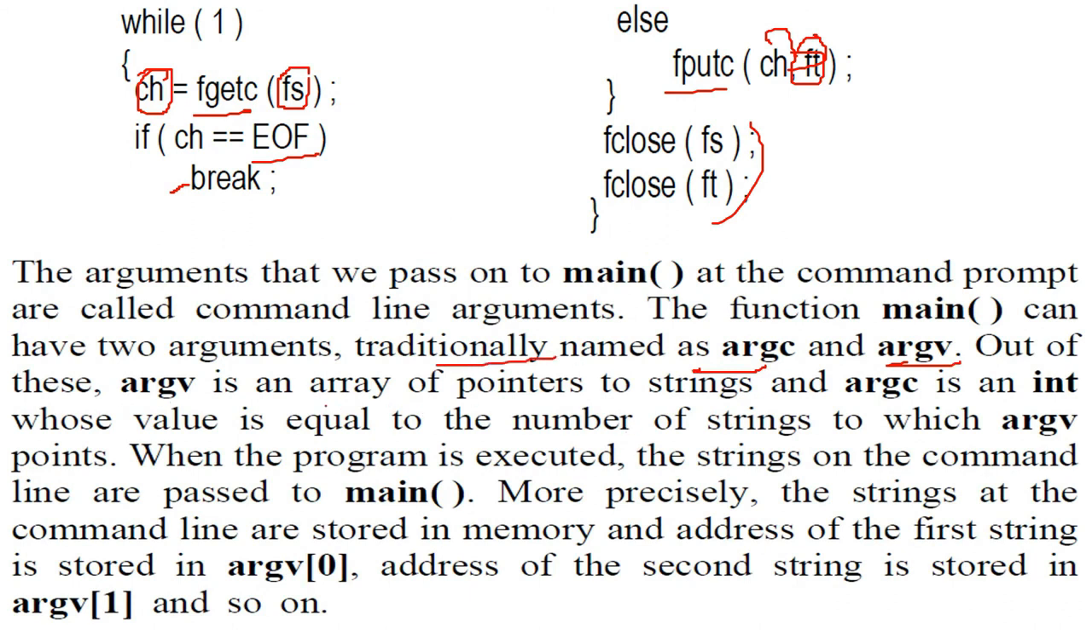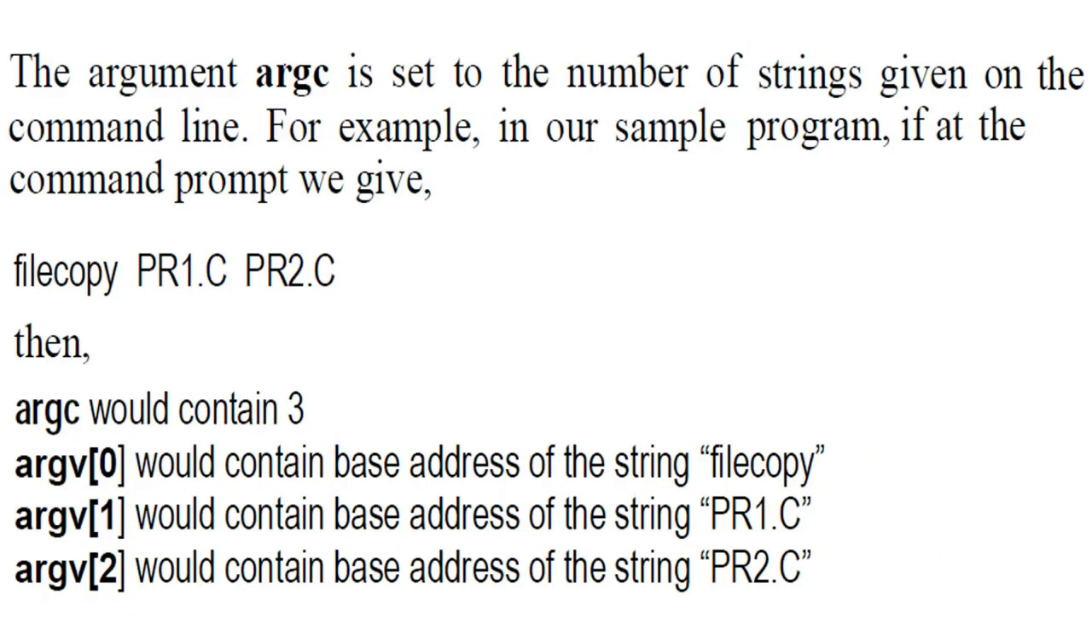ARGV is the array of pointers to the strings, and ARGC is an integer, which is equal to the number of strings to which ARGV points. This program entirely depends on main, because you are running main. That is why you are able to run it on the command prompt. ARGV0 is the name of the file. ARGV1 is the next string, that is the source file, and so on and so forth. This ARGC is the number of strings which you are going to give in the command line. In this case, 1, 2, 3.